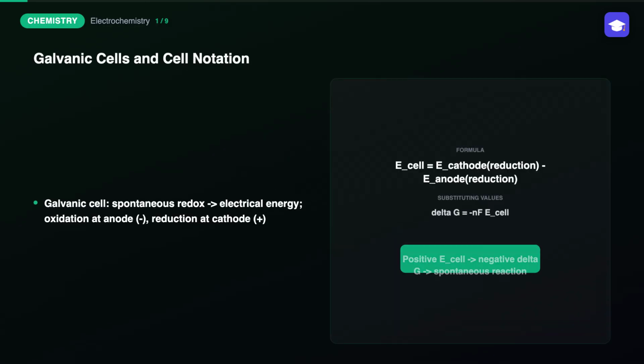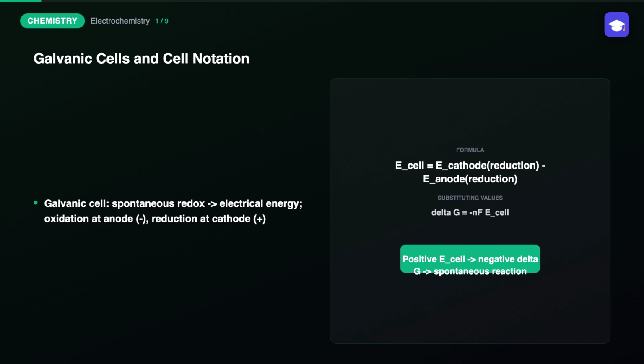Let's begin. A galvanic or voltaic cell converts spontaneous chemical redox energy directly into usable electrical energy by physically separating the oxidation and reduction half reactions into two distinct half cells, connected externally through a wire, allowing electron flow, and internally through a salt bridge which maintains overall electrical neutrality by allowing ion migration between the two half cells.